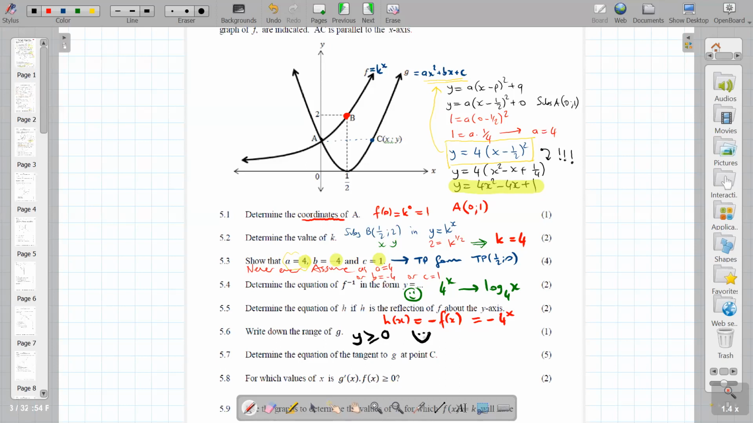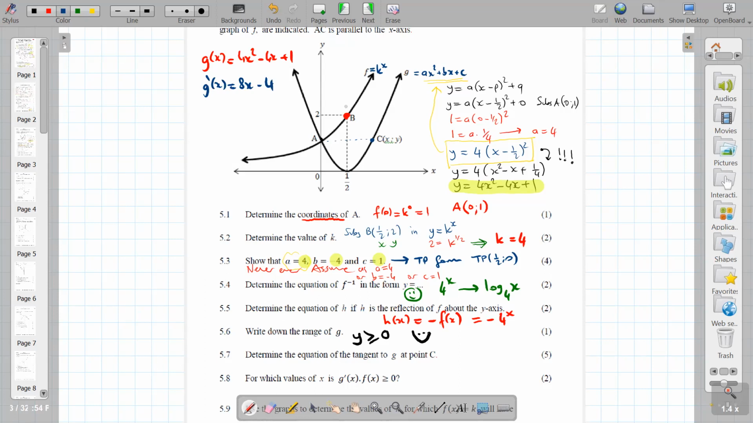Good. And then the next one, equation of the tangent to g at C. Okay, again, this question is kind of a calculus question, because the tangent gradient is what? It is the derivative. So I need to find the derivative of this function. So what is g of x? We got 4x squared minus 4x plus 1. So what is the derivative of g of x? The derivative is 8x minus 4.